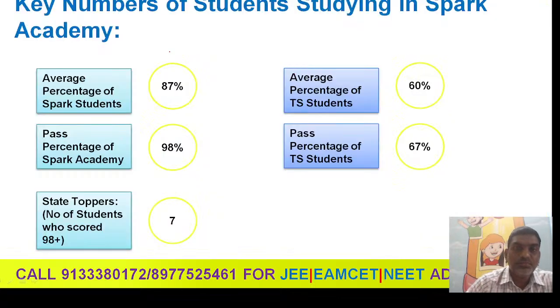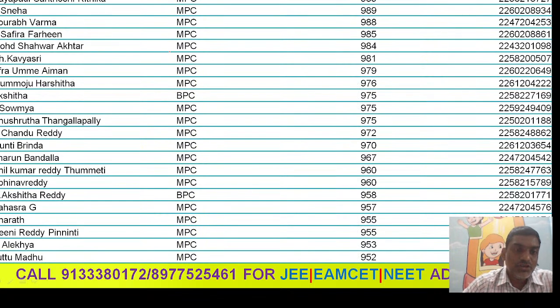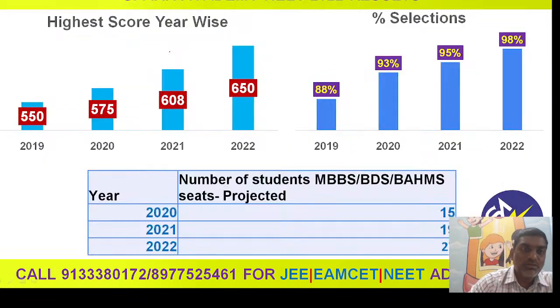Okay. And next, key number of students studying in Spark Academy. If you see, the average percentage of Spark students is 87%, but the average percentage of TS students is 60. And the pass percentage of Spark Academy is 98%, and the pass percentage of TS students is 67%. Total toppers, the number of students who scored 98 plus, is 7. These are all our intermediate toppers. From 989 up to 952, everyone is given, including hall ticket number also.